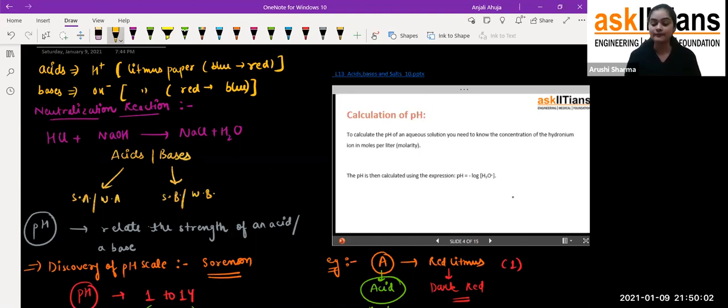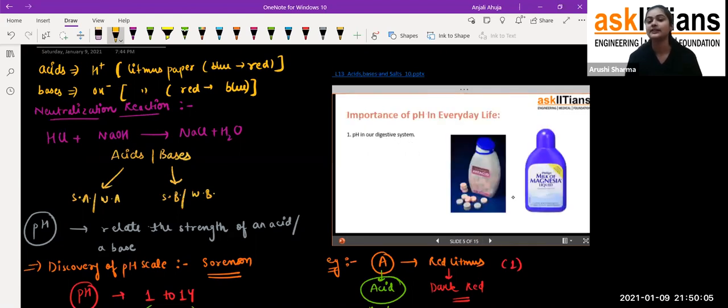Like the body. Okay, so we'll start from here. Yes, so this is the importance of pH in everyday life. First, pH in our digestive system. If the pH of our digestive system is not maintained, as I have told you, the HCl which we have in our stomach has a pH of 2. But sometimes, students, if we eat very spicy food like chow mein or some junk food, or food which is not good for our health, there is some acidity in our stomach. Now that acidity is increasing, that means the pH level is becoming unbalanced.